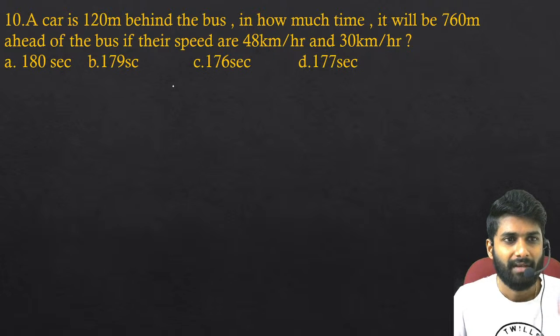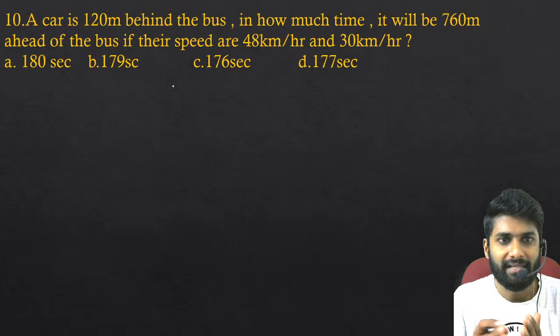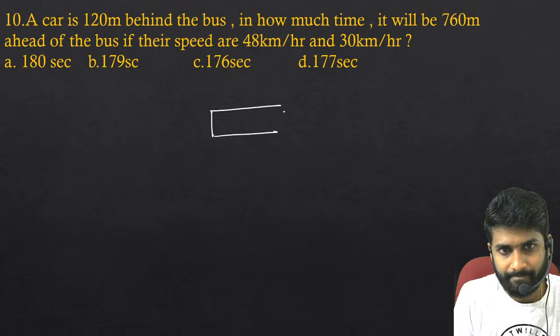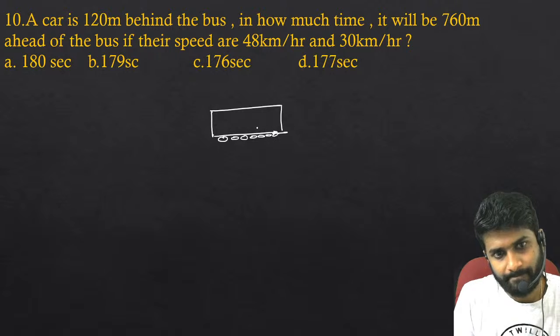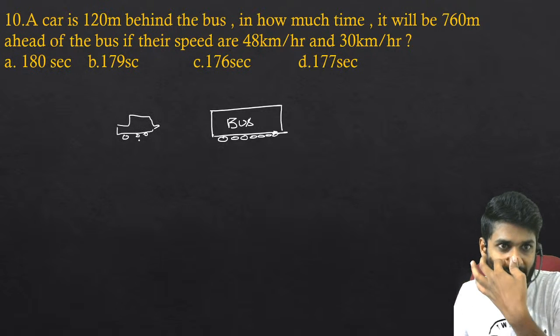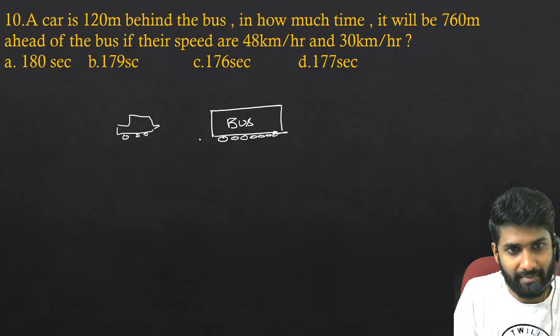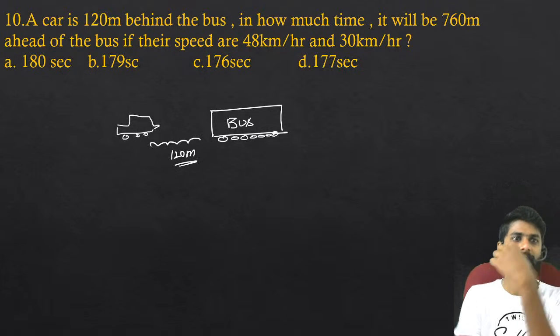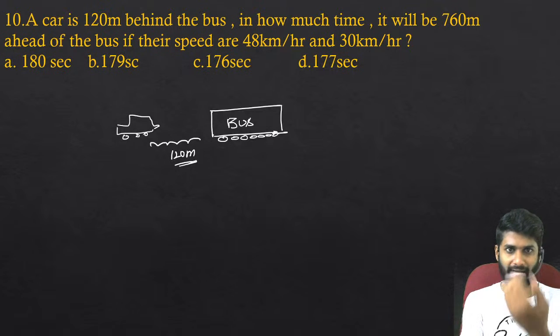Next one. A car was 120 meters behind the bus. This is the bus. The distance between these two is equal to 120 meters. Now see, a car is 120 meters behind the bus.